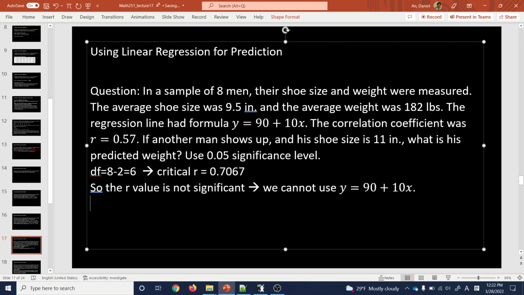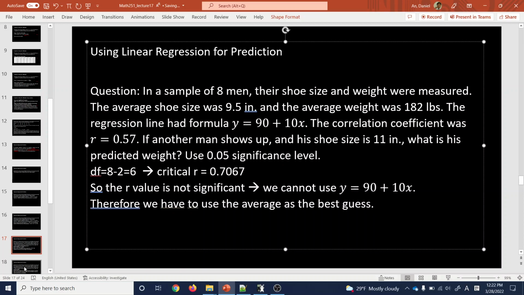Should you say that the guy must be 100 pounds? What's your best guess at this person's weight? The average. That's the best you have. If you don't have any means to come up with the best guess, your best guess would be the average. That's the logic, right? Does that make sense? We can't use this, so what's the best guess? 182 pounds. Yeah. Therefore, we have to use the average as the best guess.